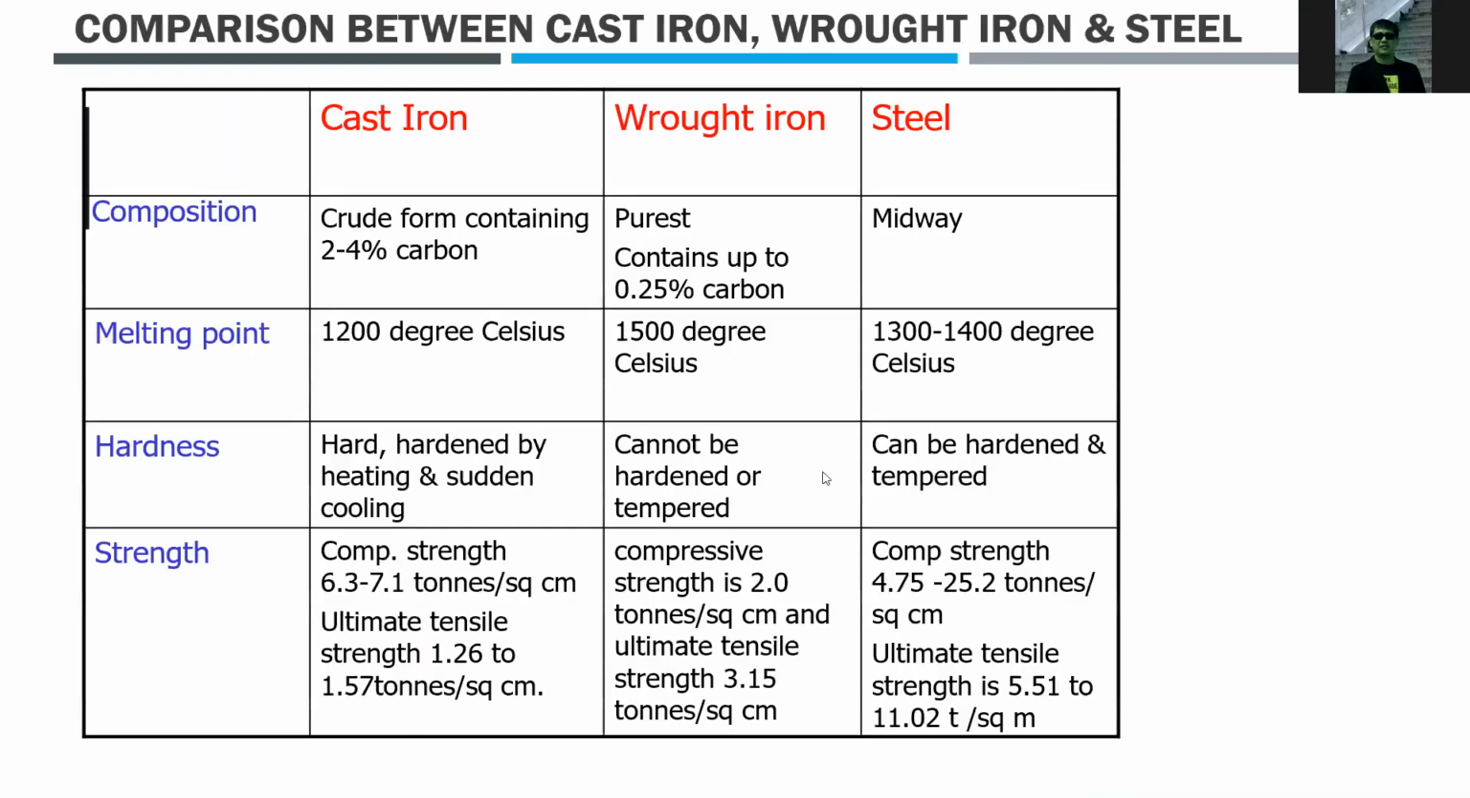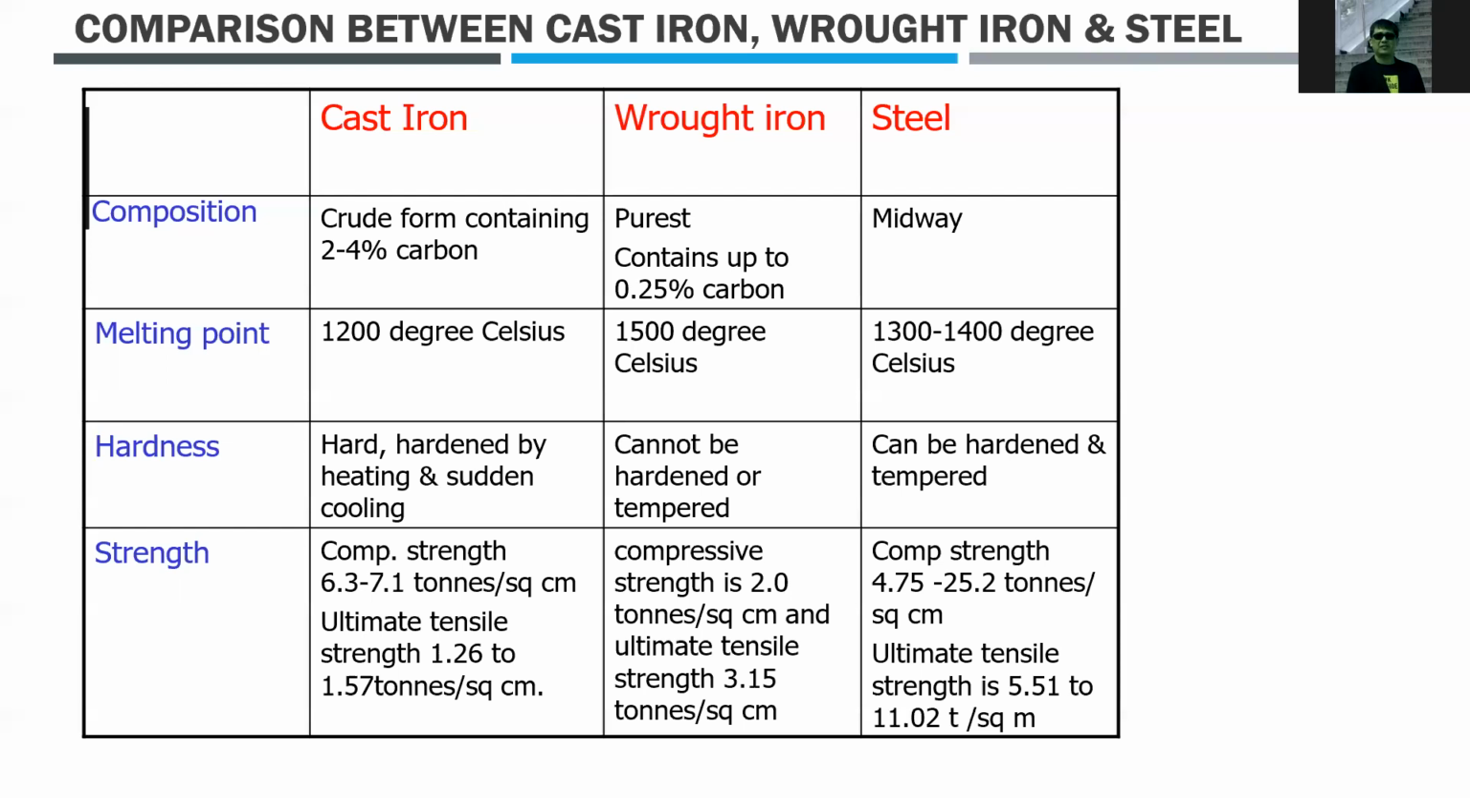So we have different types of steel products. We have the cast iron, the wrought iron, and the steel. The cast iron is crude, containing 2 to 4% carbon. The melting point is about 1,200 degrees Celsius. It is hard, and the compressive strength is 6.3 to 7.1 tons. The ultimate tensile strength is 1.26 to 1.57 tons.